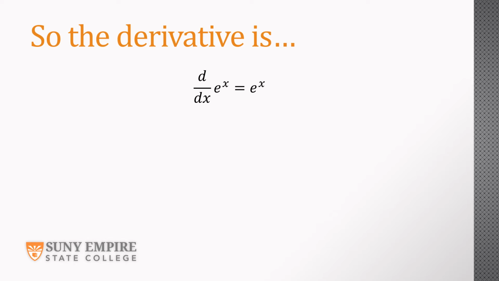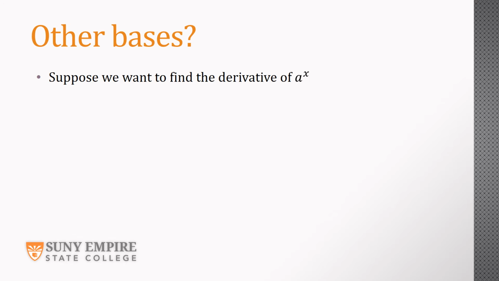But what happens if we differentiate exponential functions with other bases? Suppose we want to find the derivative of the function a raised to the power x, where a is any constant value other than 1. In order to find the derivative, we need to do some manipulation. Because they are inverse functions, we can raise e to the power of the natural logarithm of a raised to the power x without changing the problem.